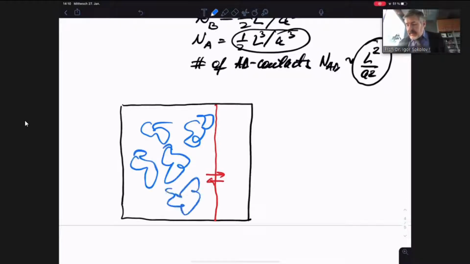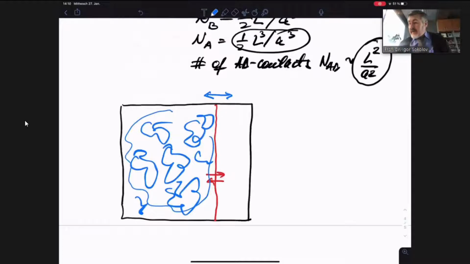Now, when I vary the position, so varying the volume is simply moving the piston here, the semi-permeable piston. When I vary the position of the wall of the semi-permeable membrane, all polymers and all monomers, they all stay here on the left side. And there are essentially several ways to take this into account.